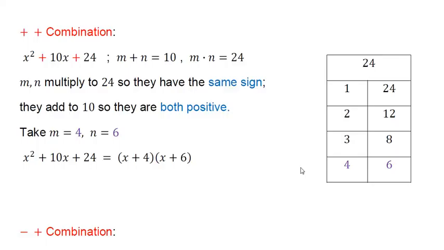Next, we have 4 times 6 is equal to 24, and 4 plus 6 is equal to 10, so we can take m equals 4 and n equals 6, or the other way around. We could take m equals 6 and n equals 4. It doesn't matter, because in multiplication order doesn't matter. So we have the factorization of x squared plus 10x plus 24 as the product of linear factors x plus 4 and x plus 6.